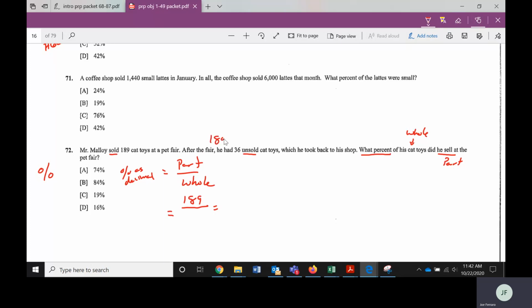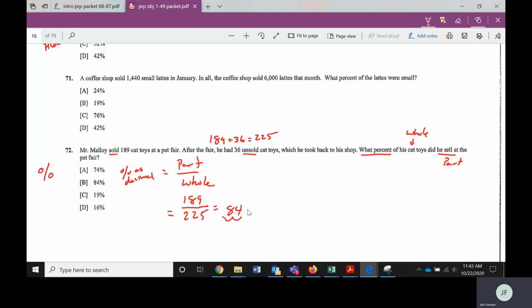So instead of subtracting those, we should have added those. So again, you can either erase, or if you're writing in pen, cross it out. And it's a good lesson. I made a mistake. I read it wrong. So now if he sold 189 and didn't sell 36, there was 225 total that he brought there. Now we divide those and we get 0.84.